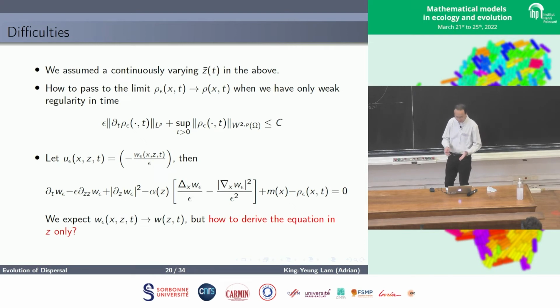But the problem is, if you look at this problem, the difference between this problem with spatial structure and the problem without spatial structure, one particular difficulty is we do not know how to pass to the limit for rho. We do not have a sufficiently strong estimate for rho. So if you look at the rho equation, this is what we can prove.